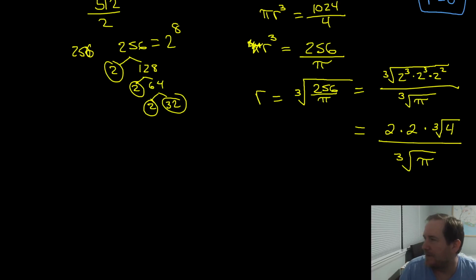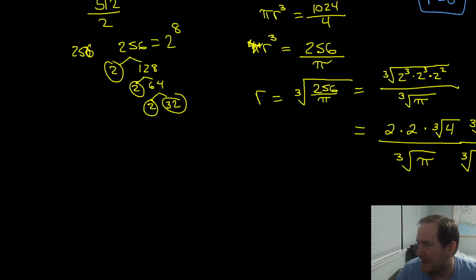But I thought we didn't like radicals in the denominator, and we don't. So what would you multiply this by? Well, you would want the cube root of pi cubed, so you'd have to multiply this by an extra factor of the cube root of pi squared. That would give you 3 pi's that you could then take the cube root of, but you'd have to do that to the top as well.